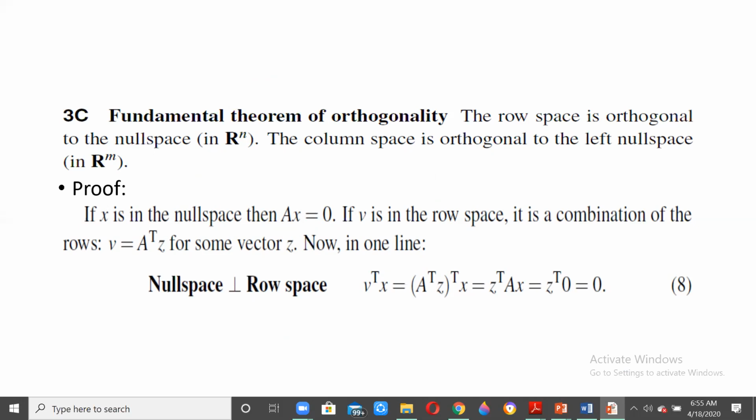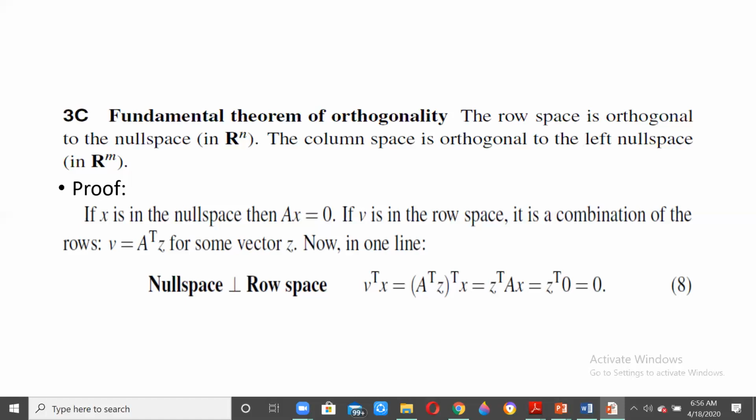The row space as well as the null space are in Rn, that is, their dimension is n, and the column space and the left null space are in Rm. Together, the column space and left null space are part of the subspaces of R to the power m. So this gives us that the dimension of the row space plus the dimension of the null space is equal to the dimension of Rn.